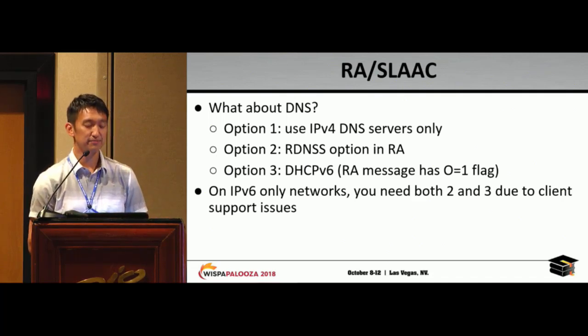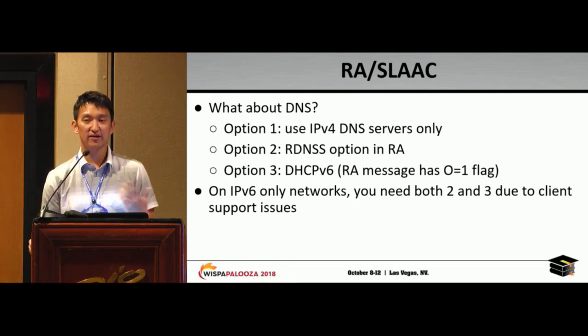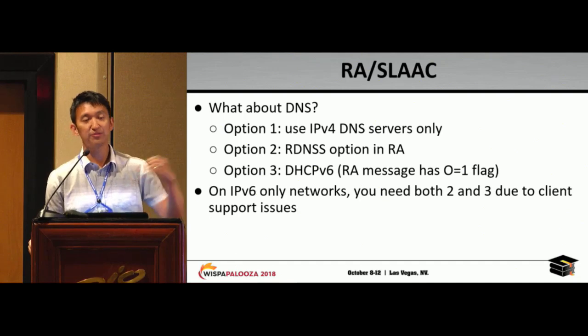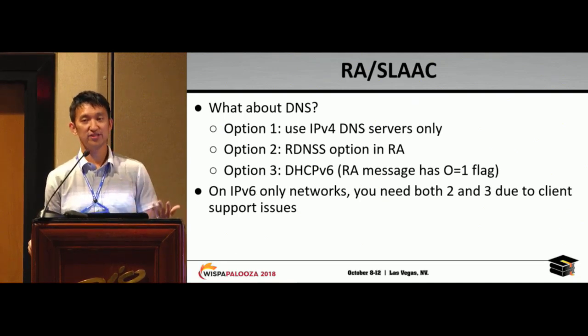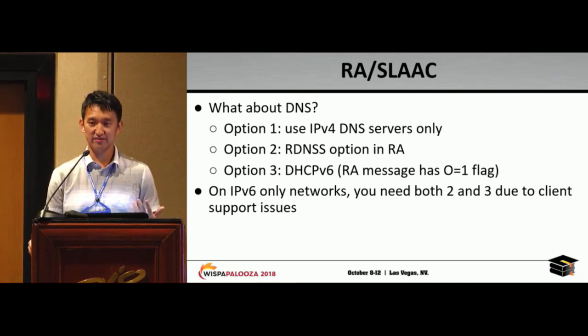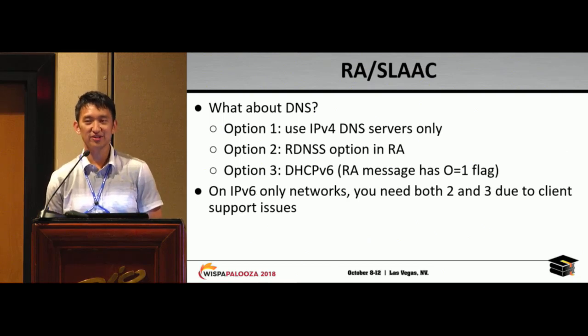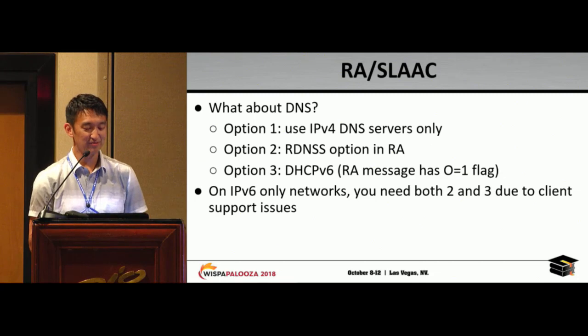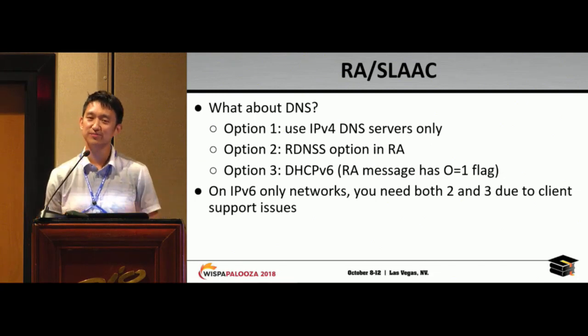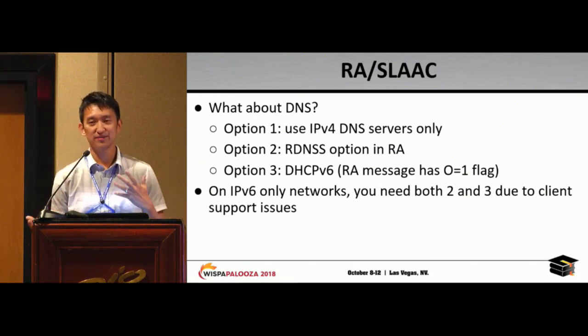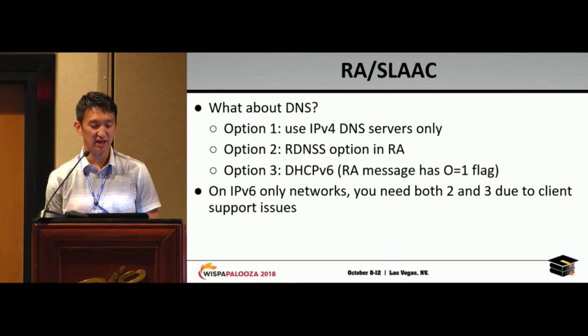Option two is there's an RDNSS option inside the RA spec, so they can add an option to inform clients of where their DNS server should be, just like in DHCP. However, there's an unfortunate part here where not everybody supports this, I think. Some older clients may actually still require a specialized daemon to parse this message or option.